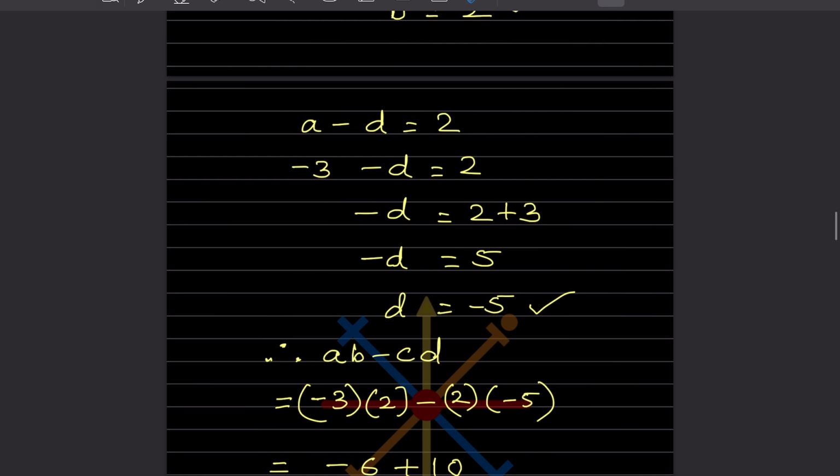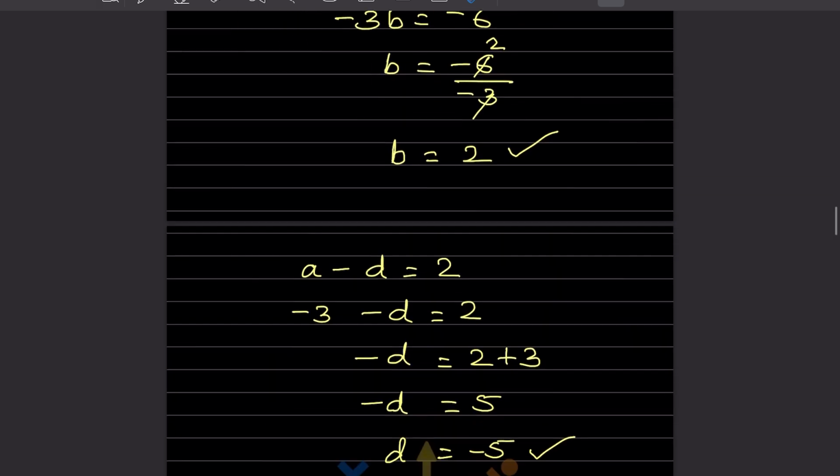So now you want AB minus CD, and you have got all the values. A value was minus 3, you have seen in this one. AB means A multiplied by B, and CD means C multiplied by D. So you put here minus 3 and put the bracket because this is minus. It's better to put a bracket over here. Then the value of B you got is 2. This minus, and here C you got is 2.